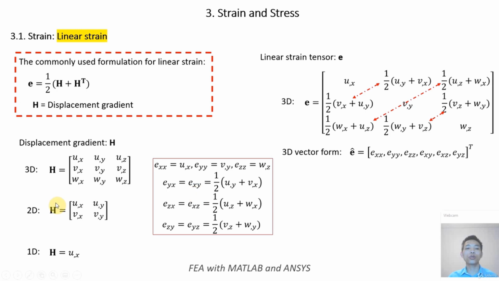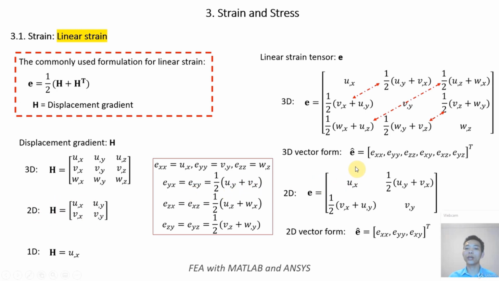If we consider a two-dimensional structure, the linear strain tensor will reduce to this form, where I only take the first four components of this matrix here. And the vector form is in this formula. We have only three components: Exx, Eyy, and Exy.